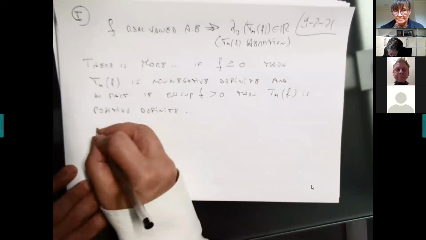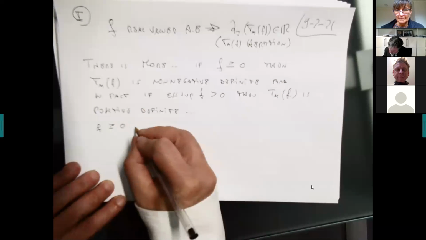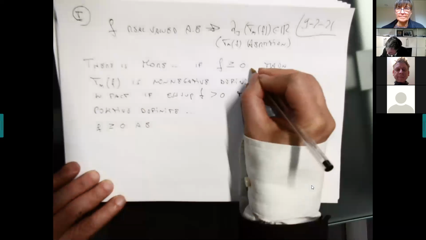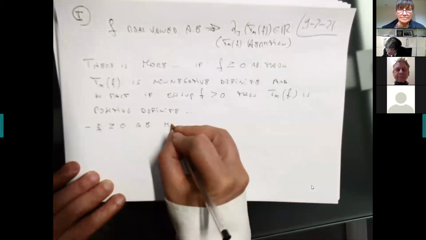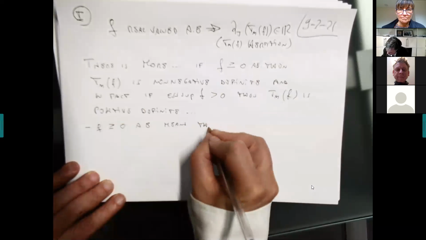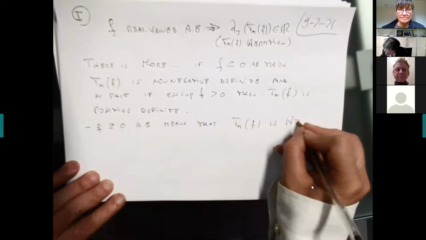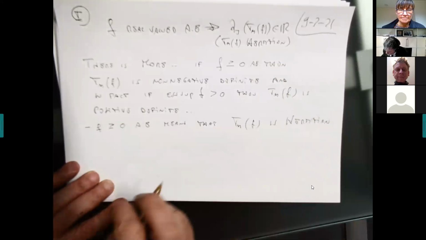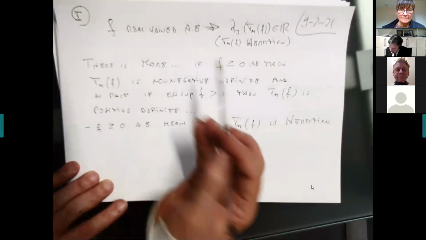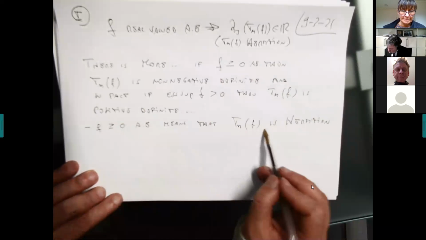So f larger or equal to 0 almost everywhere, of course, means that Tn of f is Hermitian. Because we have seen before that if it is real valued, then it is Hermitian. This is a special case of being real valued. So for sure it is Hermitian.